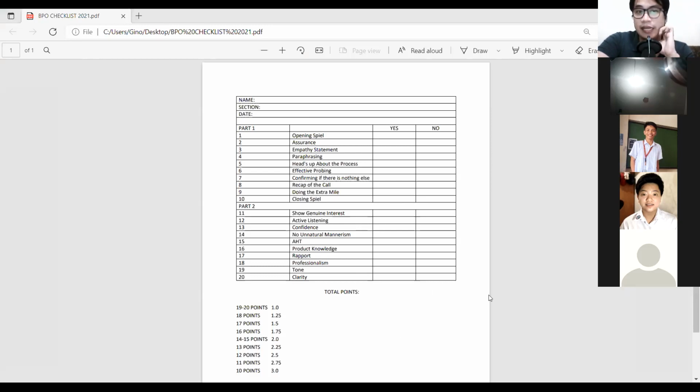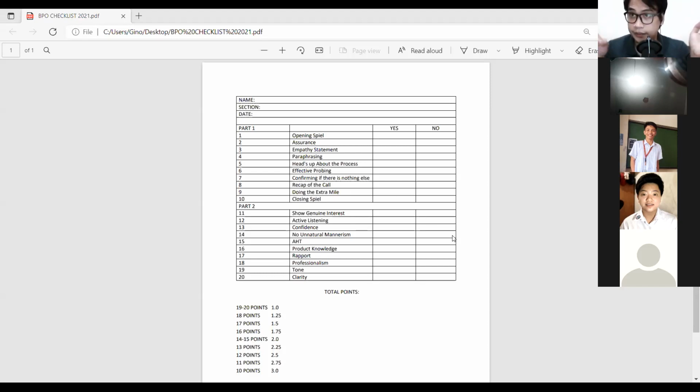So ito lang yung namin. Paano ko sila ginradan? This is the checklist. Kapag present to, 20 points lang. Pag present lahat ng nasa checklist na to, 1 sila. Their grade is 1. So just like here indicated, 19 to 20 points, 1, 18 points, 1.25, 17 points, 1.5, 16, 1.75, etc. So nakikita nyo naman.